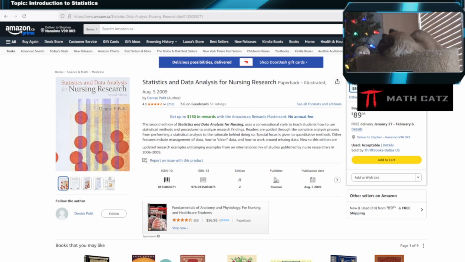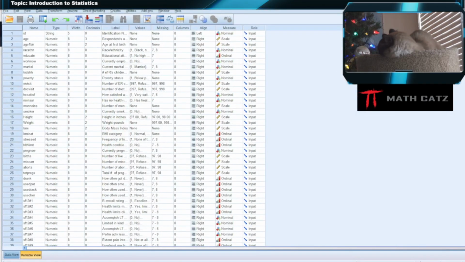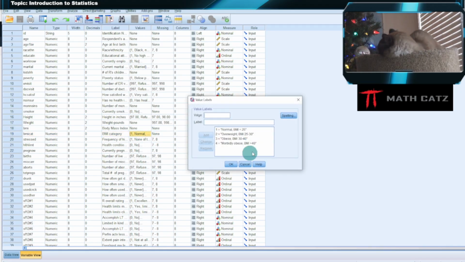They have 3 different files, and we are going to use the B file for today in case you want to follow along. So we have a whole bunch of variables over here. What we are going to investigate in our example today are 2 variables. One is the BMI categories that break up the different BMI results into 4 categories: normal, overweight, obese, and morbidly obese.